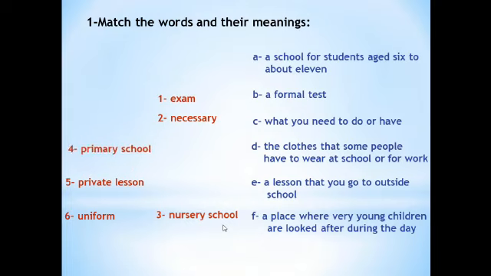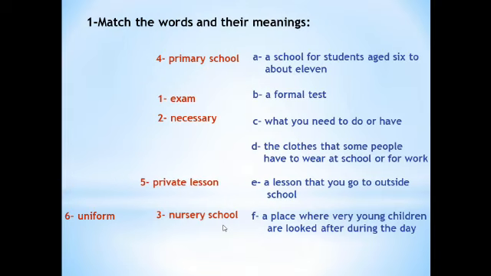Number 4, primary school. A school for students aged 6 to about 11. Number 5, private lesson. It's a lesson that you go to outside school. The last one, uniform, is the clothes that some people have to wear at school or for work.